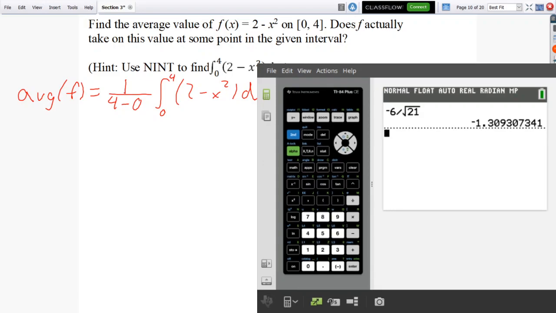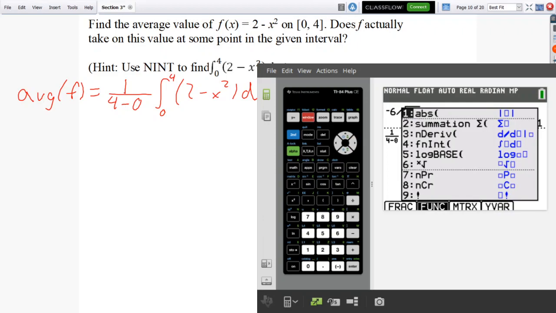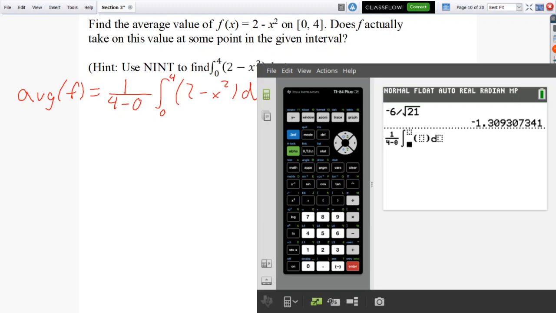So looking here, I know that I'm going to be finding 1 over 4 minus 0. Honestly, if I'm doing this myself, I would just call that 1/4, maybe even put it in as 0.25. Some way, shape, or form, I get fnInt on there. 0 to 4 of 2 minus x squared dx. Hit enter. Oh, look at that.